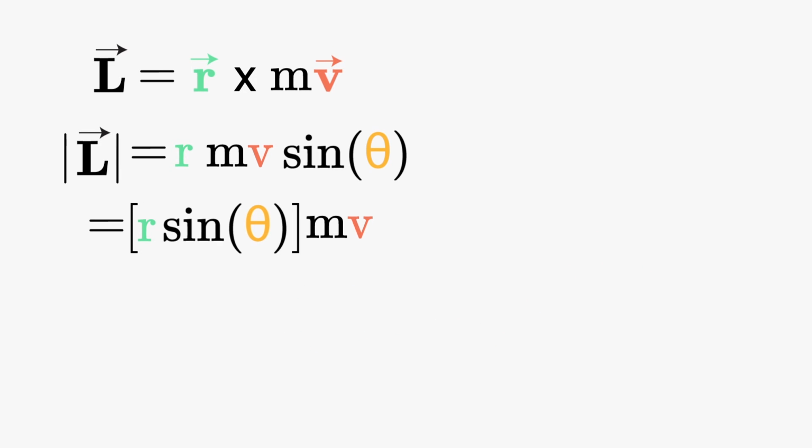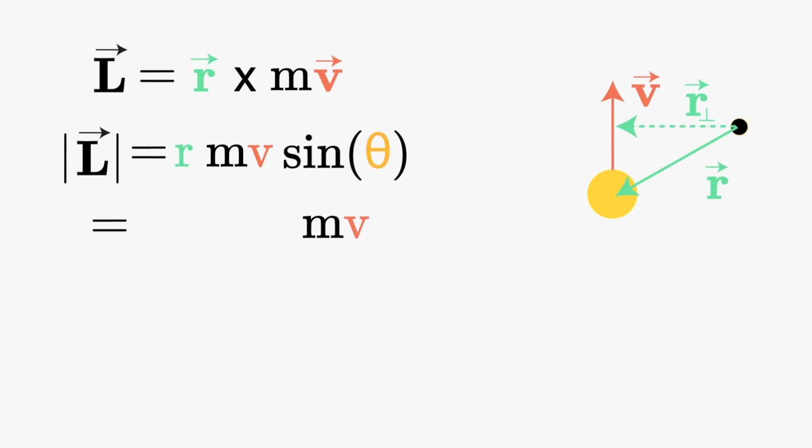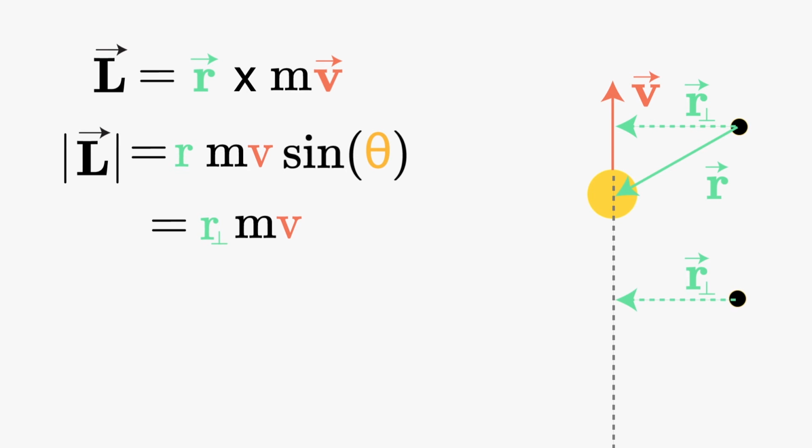Let's practice with a few other examples. If I have a ball moving up, and I have my origin at the side, then this is the perpendicular distance. So the angular momentum is r perpendicular times mv. A reference point that's the same horizontal distance away from the object will see the same angular momentum. Notice that in this case, the angular momentum is not changing as the ball moves because the perpendicular distance is not changing with time.